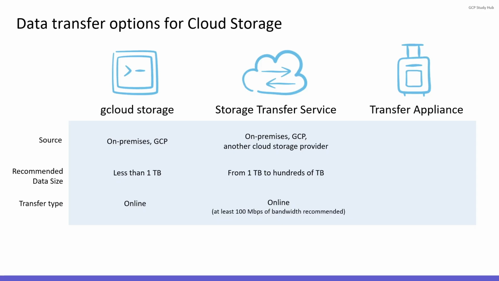Finally, there is the Transfer Appliance. This is a physical, high-capacity server that Google ships to your data center, so it's used exclusively for an on-premises source. It is designed for cases where you have more than hundreds of terabytes, where moving data over the internet is no longer practical or your bandwidth is not enough. Therefore, it utilizes an offline transfer type by physically shipping the hardware back to a Google data center.